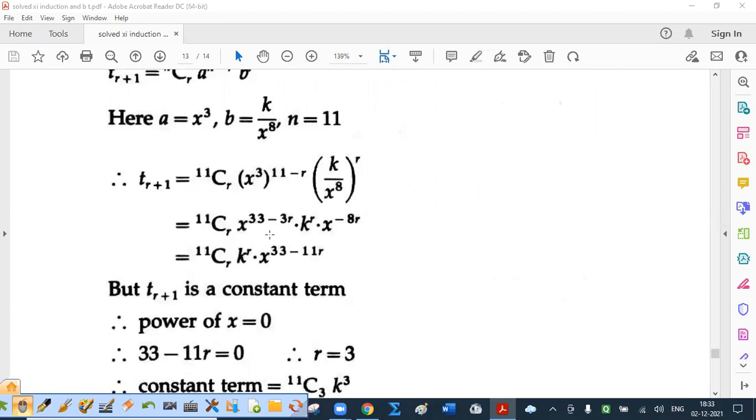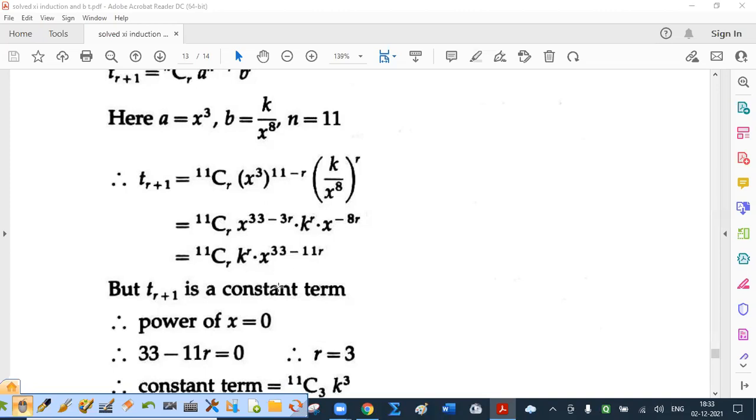Now for this term to be a constant term, some students equate this with 0. That is wrong. Why? Because we need a single term in x. So use laws of indices to get x raised to 33 minus 3r, and here x raised to minus 8r. I hope you are getting this. So the single term in x is x raised to 33 minus 3r minus 8r, that is 33 minus 11r.